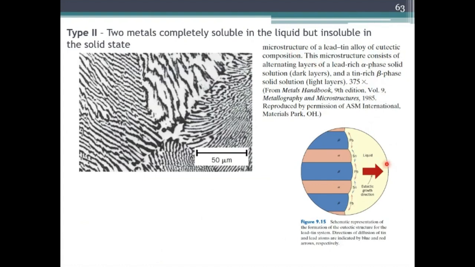Here the eutectic structure for the lead system is shown, and the direction of diffusion is clearly indicated by blue color, red color and even green color.